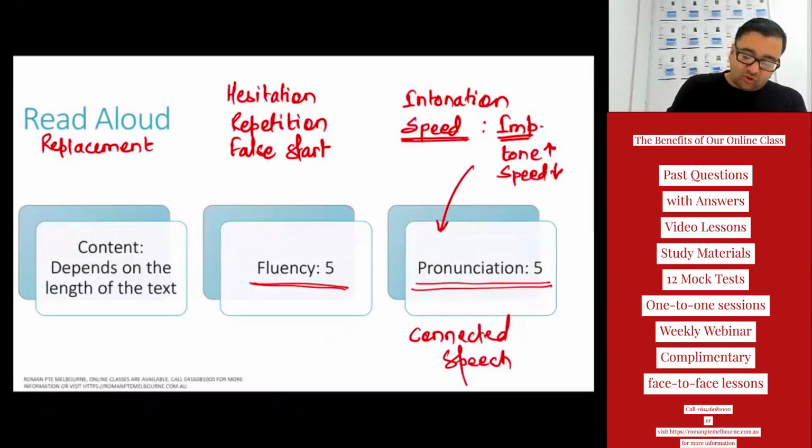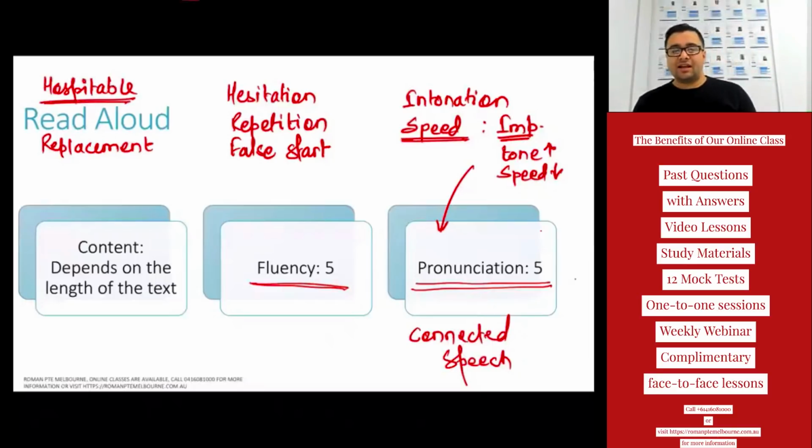As an example, let's say the word was hospitable, and if you say hospital, that's called a replacement, because hospital is more common than hospitable. You are more likely to say hospital. So if that happens, you will not get any point for that word.